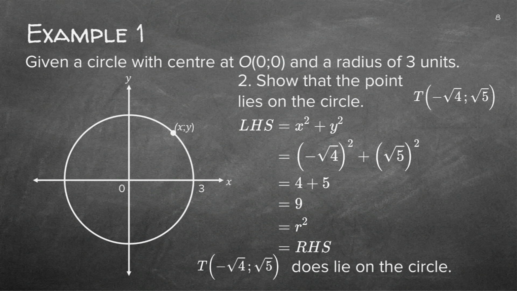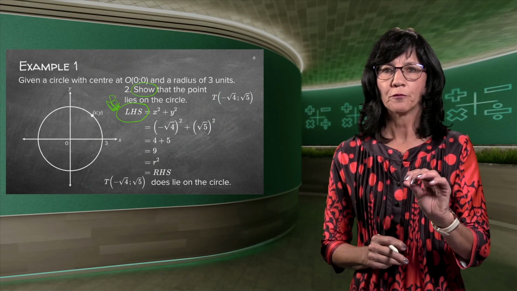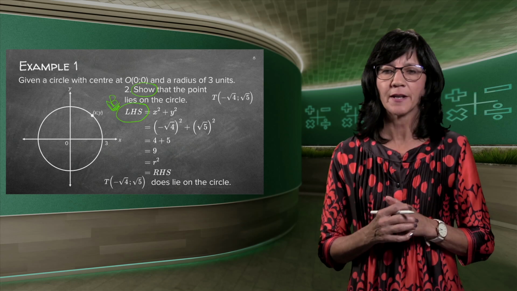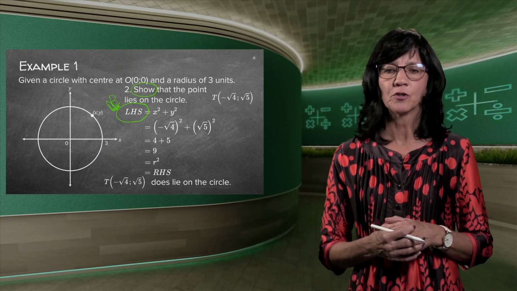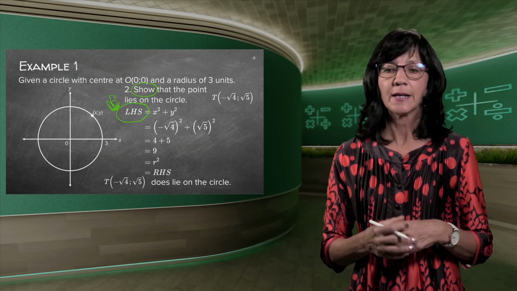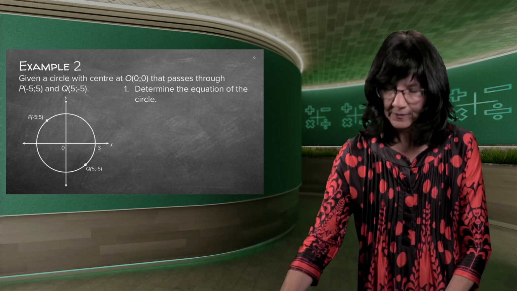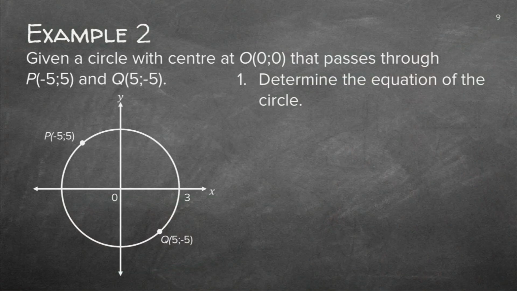I'm just going to quickly do this and say NB. Why? It was the word show or prove. If you show or prove something, you have to do only one side at a time and check if it is equal to the other side, and then you can say it does lie on the circle. Good. Very, very easy. Let's look at example 2.